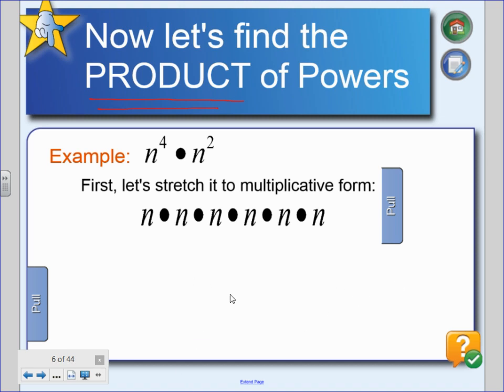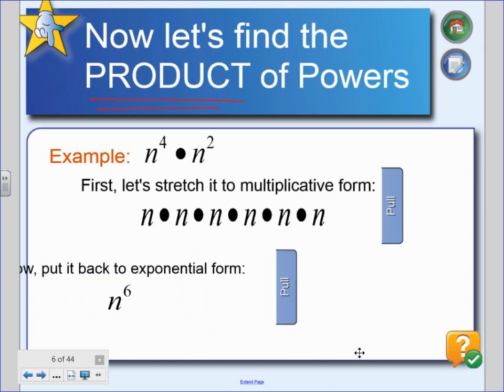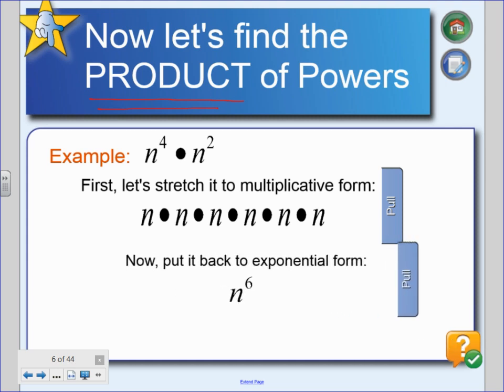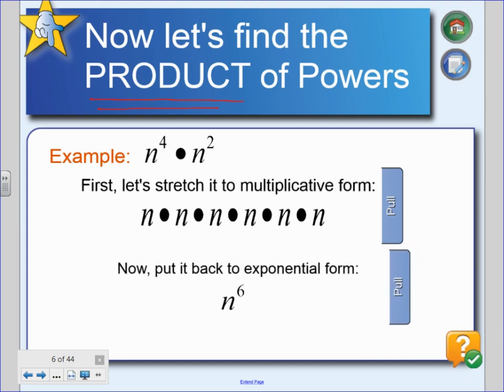How many n's do you see there? Well, I've got 1, 2, 3, 4, 5, 6 n's multiplying each other. Back in exponential form, it would be n to the sixth. All right. And now, can anyone think about a quicker way of getting from point A, the problem n to the fourth times n to the second, to the answer n to the sixth? And if you've got it, just hold on to that.